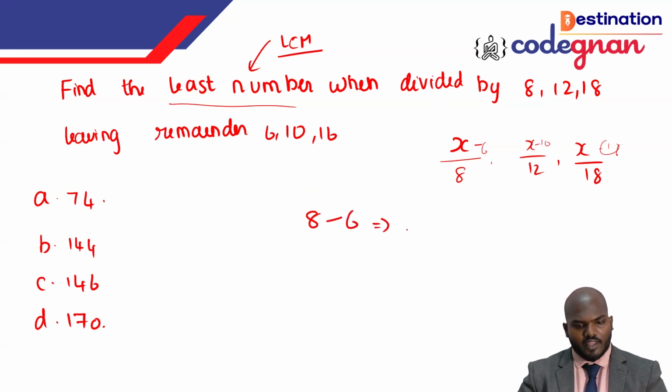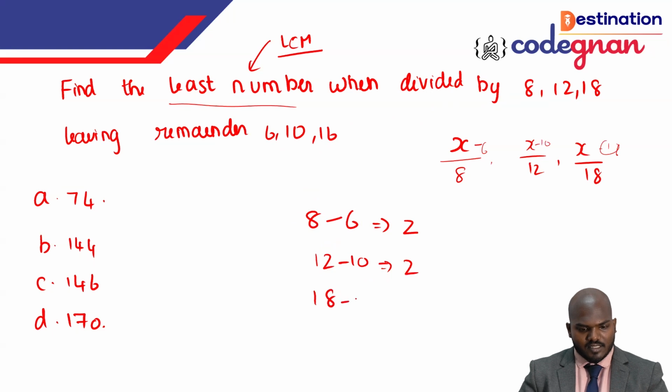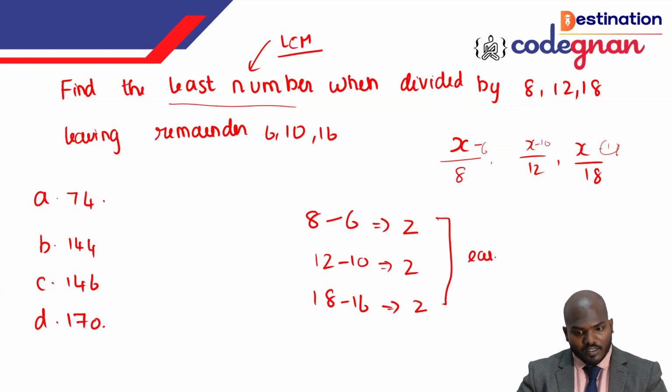8 minus 6 is equal to 2. And 12 minus 10 is again 2. And 18 minus 16, that is 2 again. You see that the difference we have here is equal. The difference is equal in all the cases.